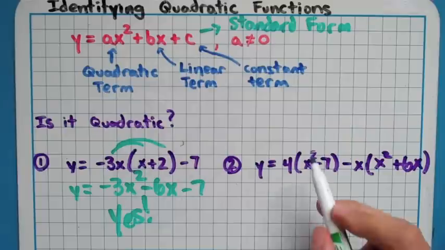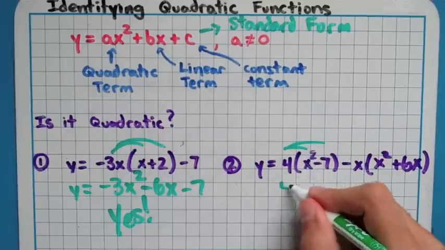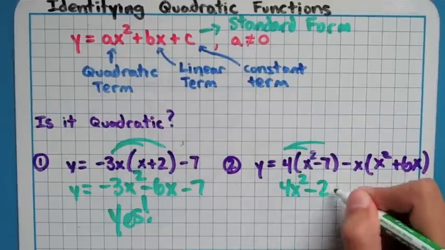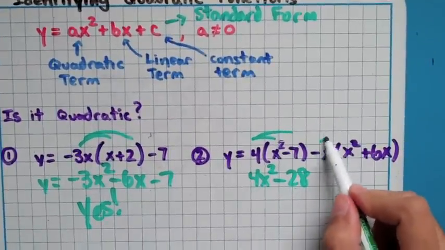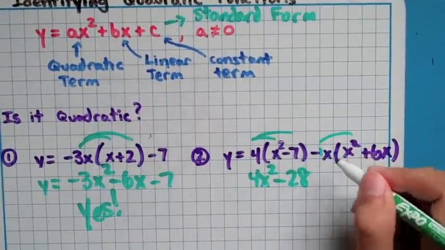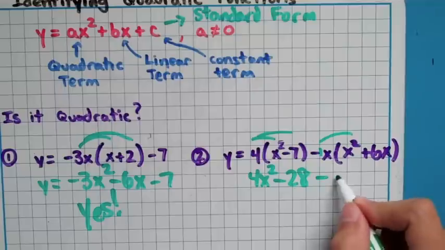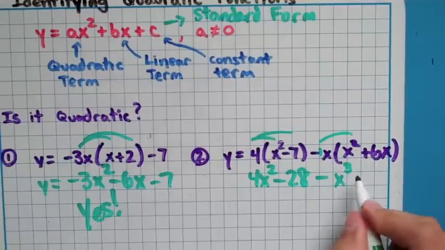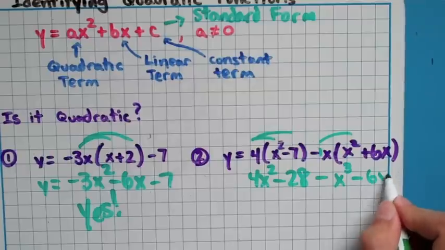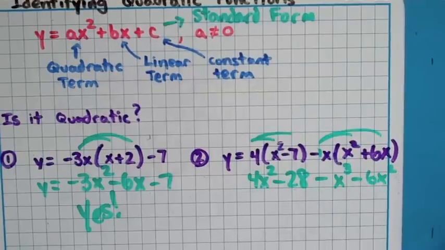On my second example, it's the same sort of deal. I'm just going to distribute. I'll get 4x squared minus 28. That's looking pretty good so far. I do have an x squared term. And I have just a minus x. That's like a minus 1x here. So I'm going to get minus x times x squared makes x to the third. And then we get minus 6x squared when we distribute against the last guy.